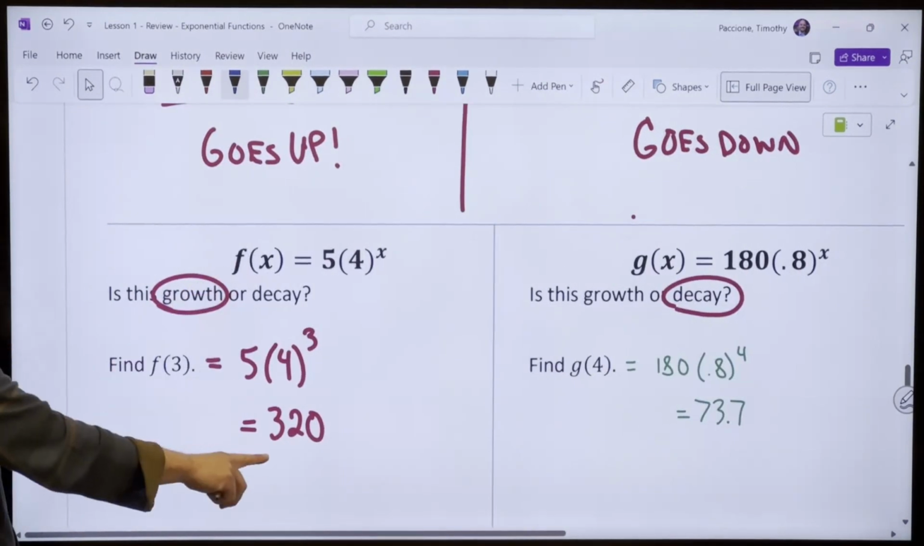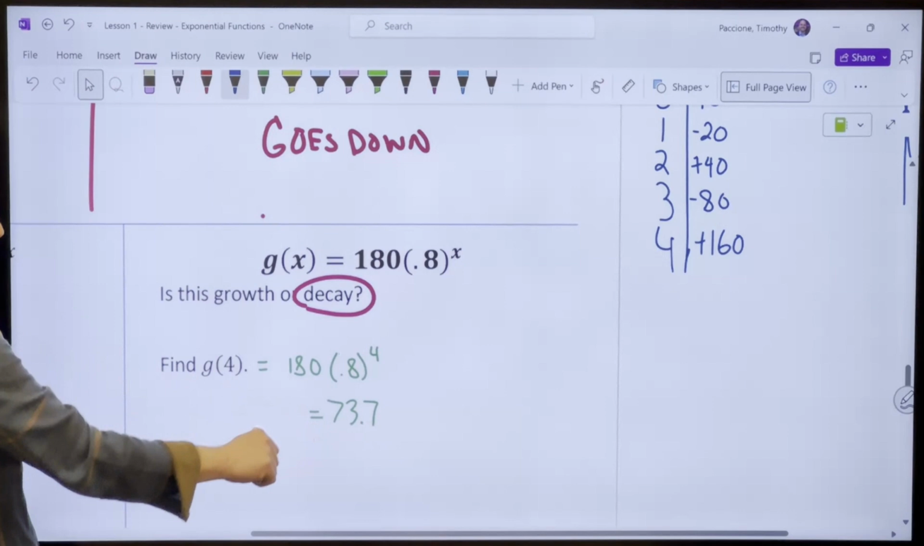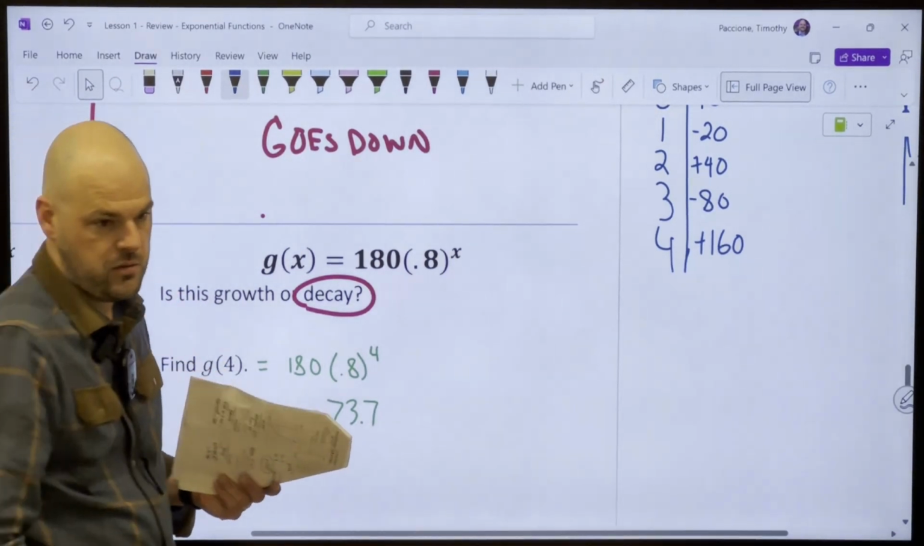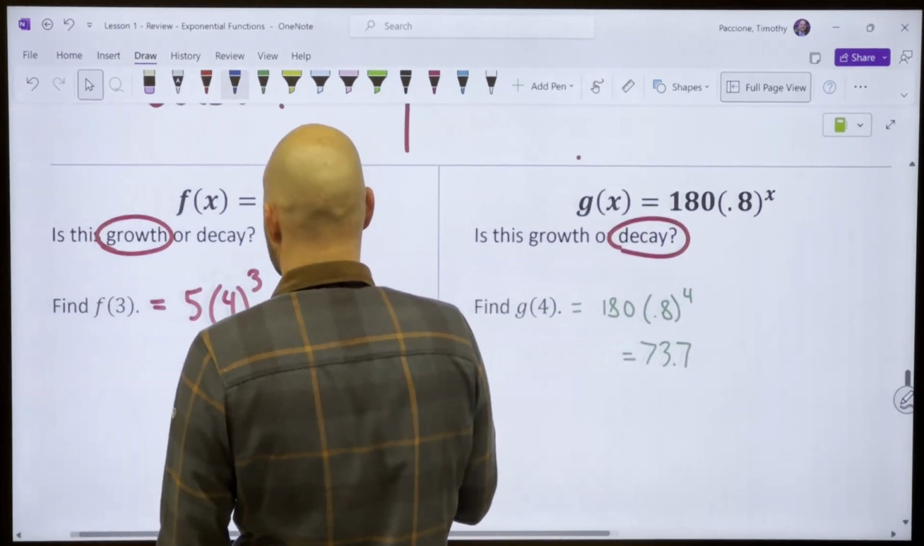Now, there's a way you could sense check both of these. We said this was growth. Did it grow? We said that was decay. Did it go down? Yes. So you could always sense check your answers. What's that? How did we get 320? I don't know. Was it not right?